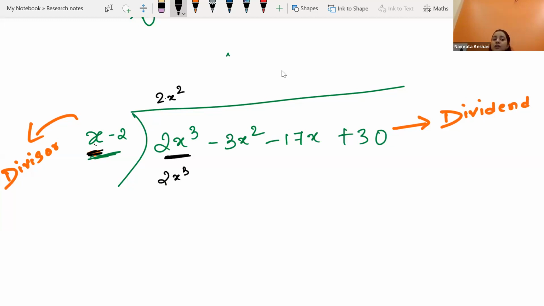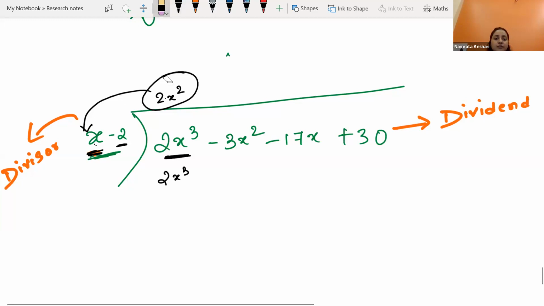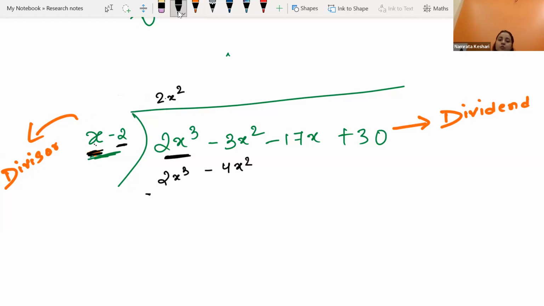Now the same 2x square which I have written in the quotient part will also get multiplied with this minus 2, because our divisor is not just x. Our divisor is x minus 2. So the quotient 2x square will get multiplied with each and every term of the divisor. This 2x square got multiplied with x, fine. It will get multiplied with minus 2 also. 2x square times minus 2 gives minus 4x square. So far, any confusion? No, ma'am.